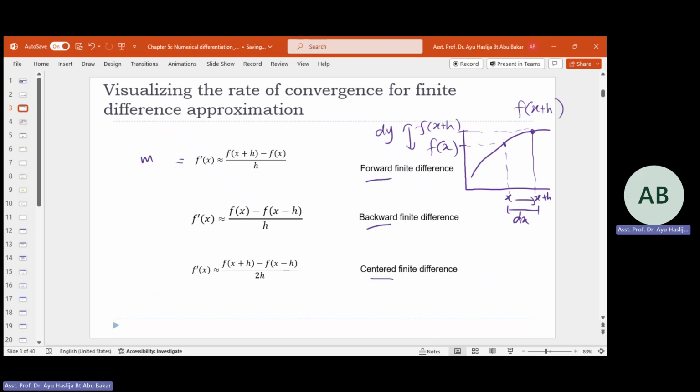Forward means move forward one step ahead. If backward, it moves backward. Remember, we need the h. So move backward with one step size, let's say over here, x minus h. So here is the point. So it will connect the f(x) and the f(x minus h) to find the derivative.